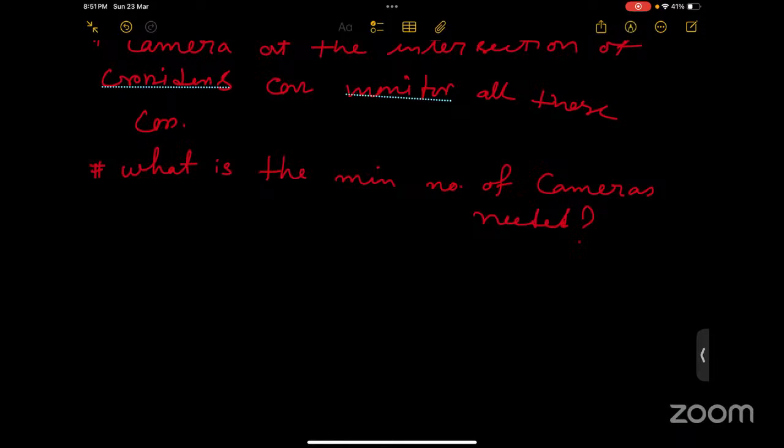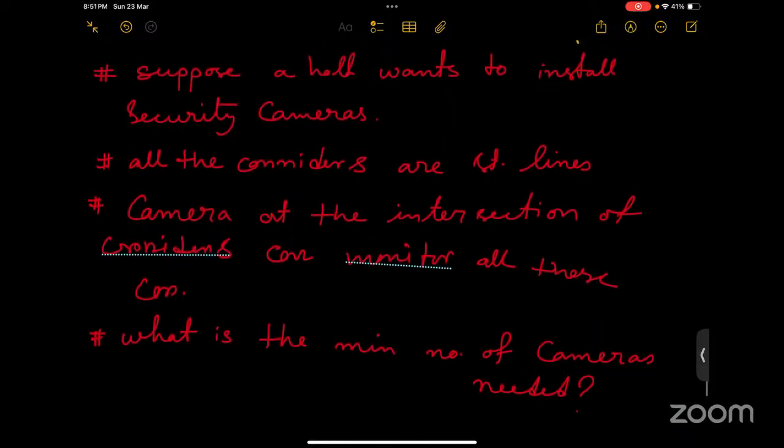Is the problem clear? A hotel wants to install some security cameras, and there are corridors, obviously, right? So we have to find the minimum number of cameras the hotel needs to put. If I have an intersection of corridors, suppose we have this type of corridor, and if I put a camera here, it will cover all the four corridors, right? Agree? So it is a representation of this type of problem, where we can find the answer.